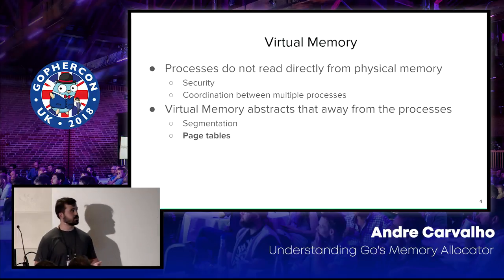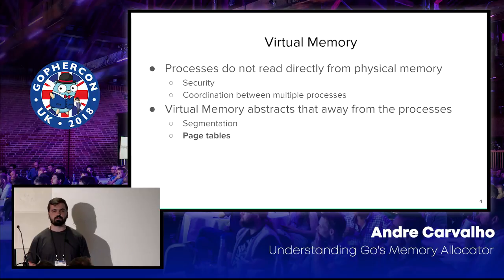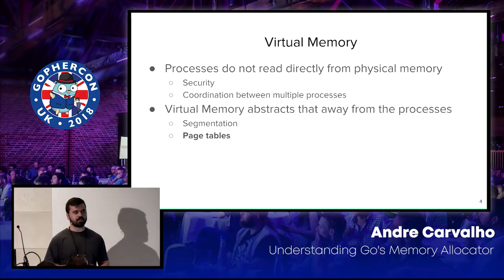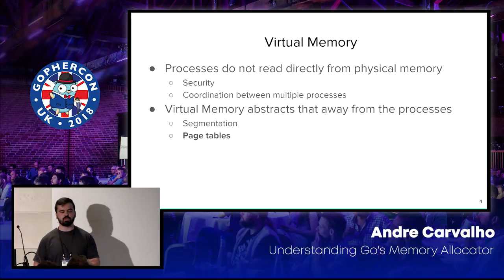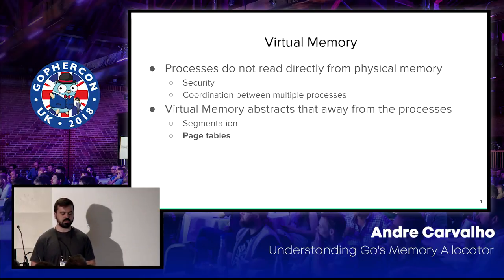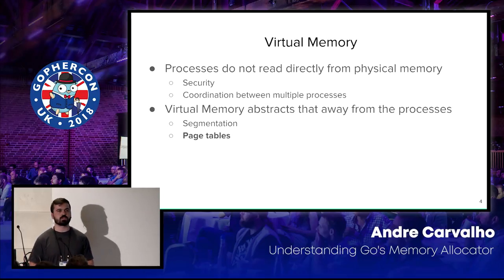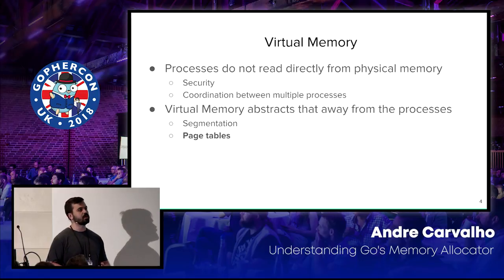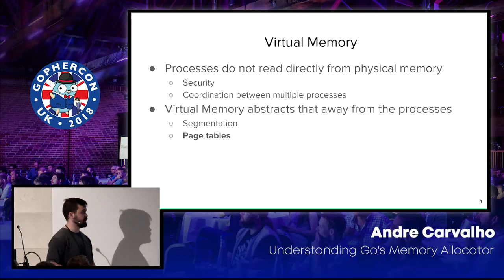So first, just a few concepts. The first important concept is virtual memory. Processes do not read directly from physical memory. This happens because of a variety of reasons. First, from a security point of view, one could implement a process that would read the contents of the whole physical memory, and that would make it pretty easy to read what other processes are writing. That would be pretty bad from a security point of view. And also, we would need to handle all the coordination between multiple processes. We would need to make sure that we weren't writing to a memory area that other processes were using, and so on. That would also be pretty hard to do.